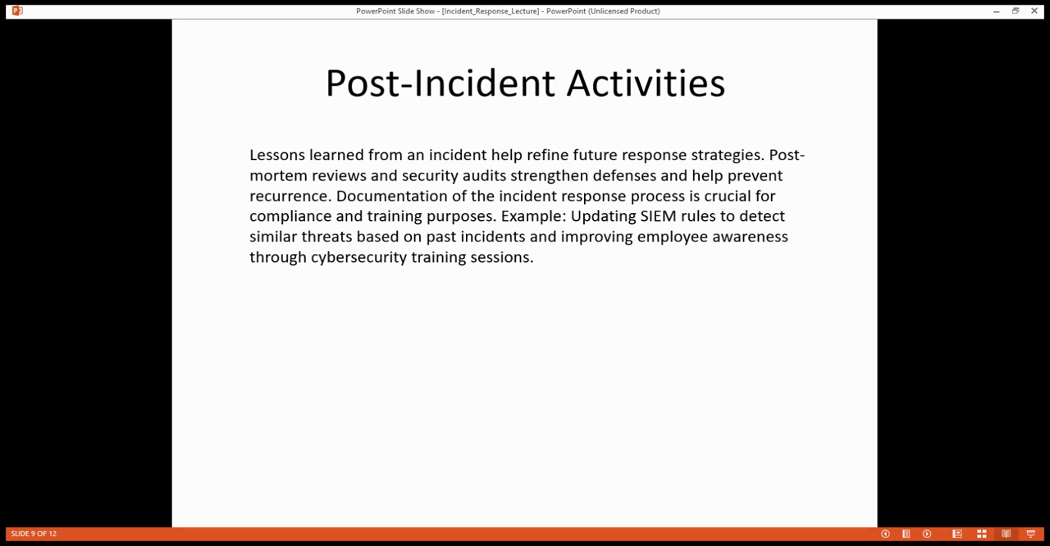Post-incident activities. Lessons learned from an incident help refine future response strategies. Post-mortem reviews and security audits strengthen defenses and help prevent recurrence. Documentation of the incident response process is crucial for compliance and training purposes. Example: updating SIEM rules to detect similar threats based on past incidents and improving employee awareness through cybersecurity training sessions.